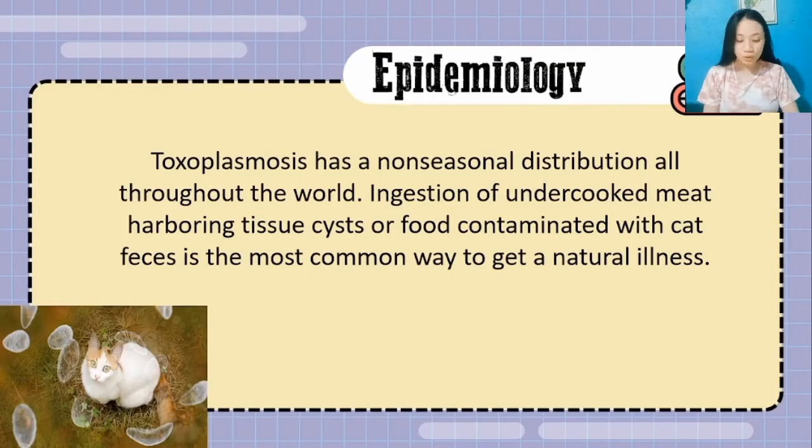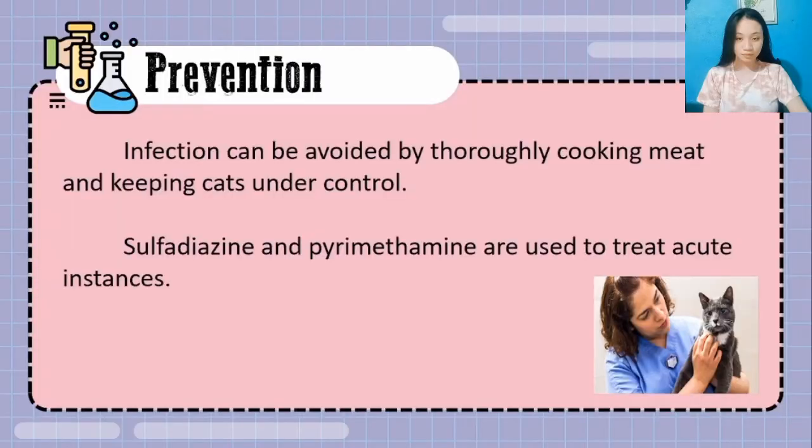Epidemiology. So no specific country, because it is prevalent all throughout the world. And you may acquire this parasite through ingestion of undercooked meat and food contaminated with cat feces. Prevention and control. So these could be avoided by cooking meat thoroughly and of course maintaining a hygienic environment.